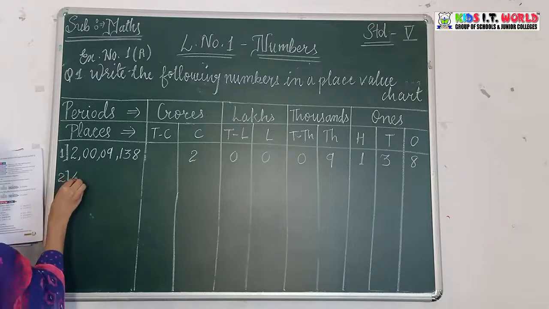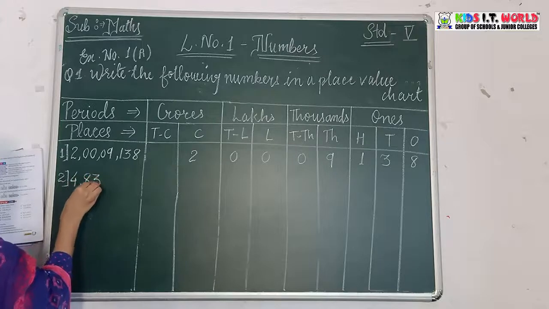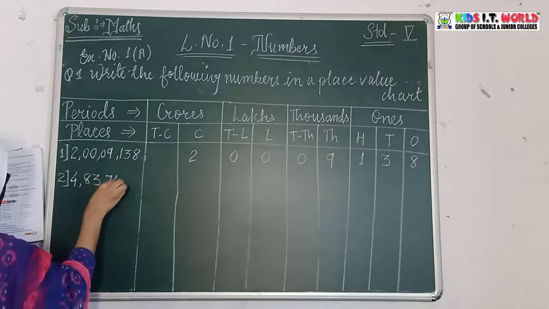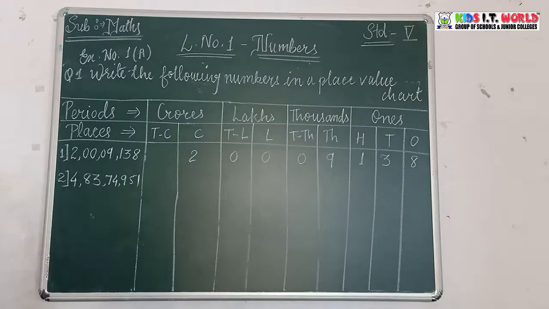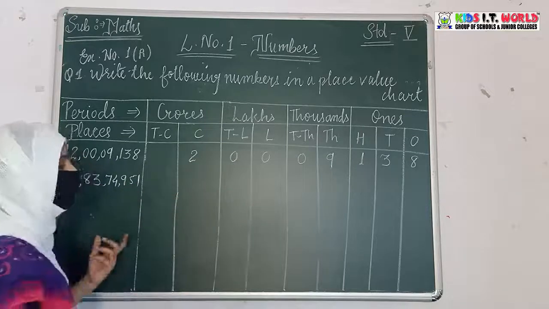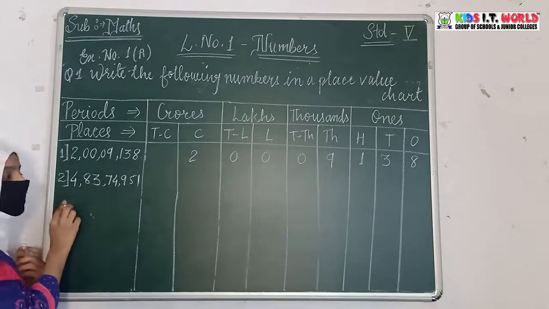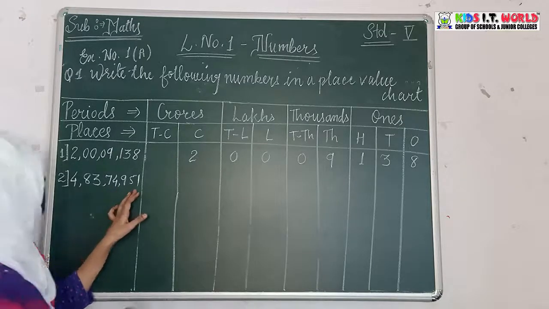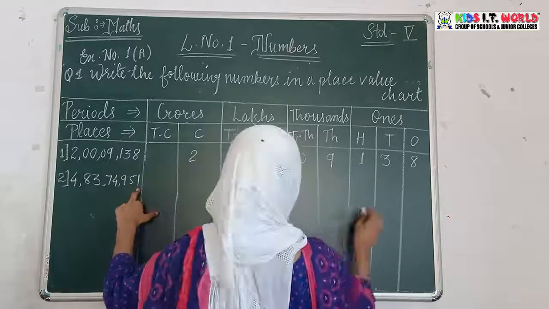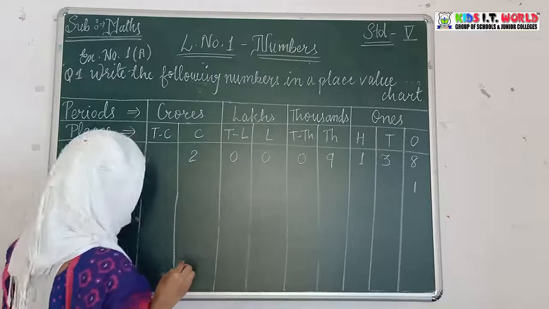Second one, 4,83,74,951. So put this value in the table. As I told you, whenever you are writing it into the place value chart, you have to start writing from the extreme right position. So start writing. On the ones place it is 1. On the tens it is 5.